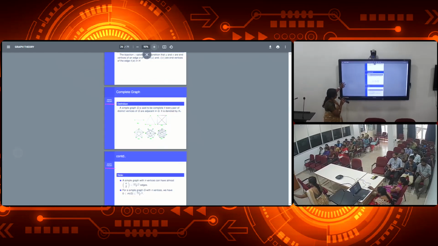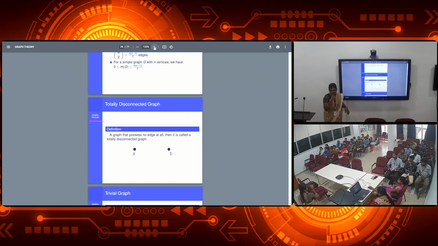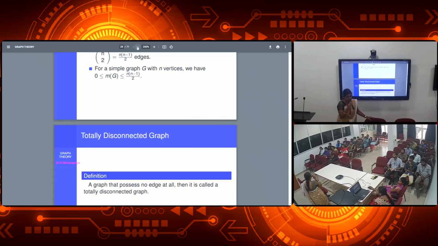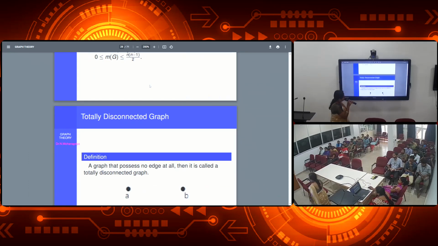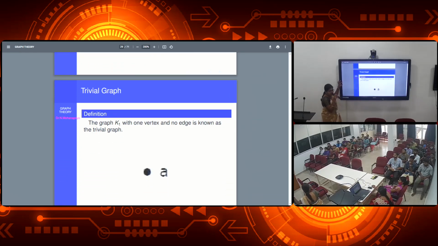Next, totally disconnected. According to the graph definition, the vertex set cannot be empty, right? So here, if the edge set is empty, then we call that a totally disconnected graph. There are no edges between any vertices, right? So that is a totally disconnected graph. Next, a trivial graph. In a trivial graph, there is only one vertex. Only one vertex, we call that a trivial graph. We will denote that as K1.